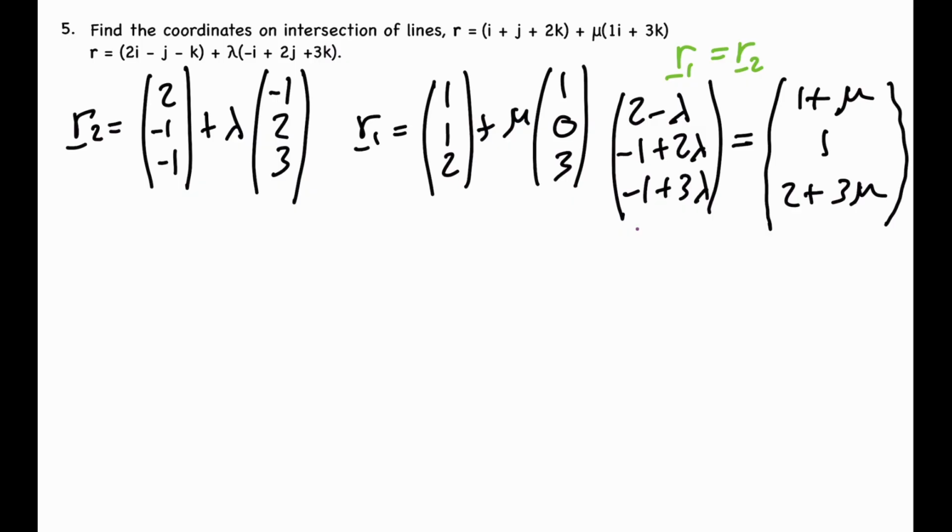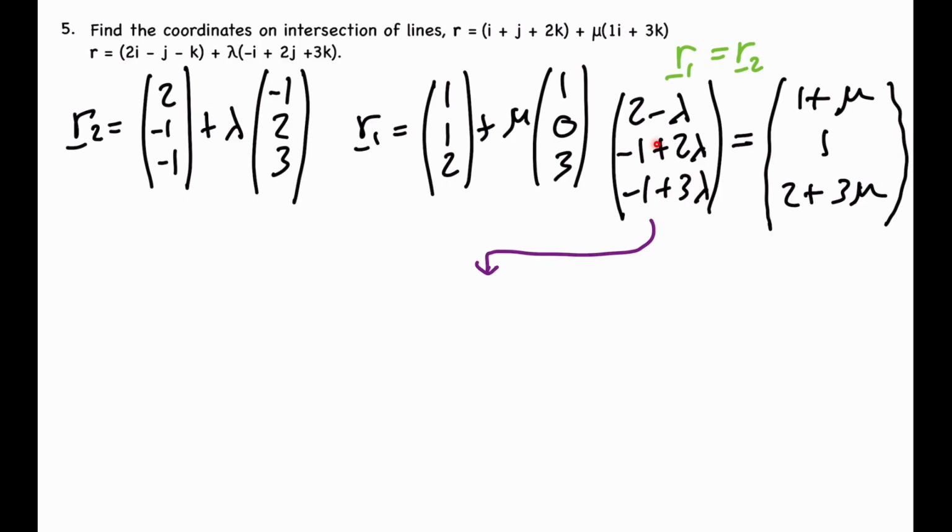And now if we write these equations out separately, to find each of lambda and mu, and then substitute into each of these. If we get the same value for both of the r's, we've proved that they intersect. If we get different values, that means they don't intersect. So let's find lambda first.